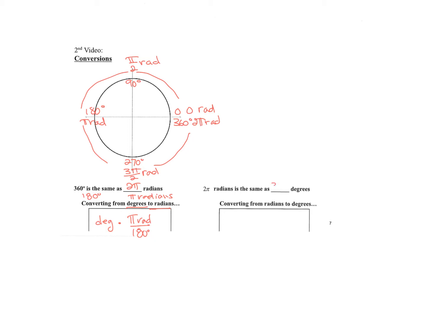Conversely, 2 pi radians is the same as 360 degrees, so pi radians is the same as 180 degrees again. So if we're given radians, we take the radians that we're given, and we multiply by 180 degrees over pi radians. These two conversion factors are what we use to change our units from degrees to radians or radians to degrees. So let's flip our packet to the next page and look at some specific examples.